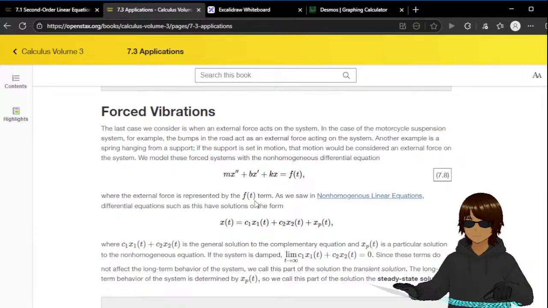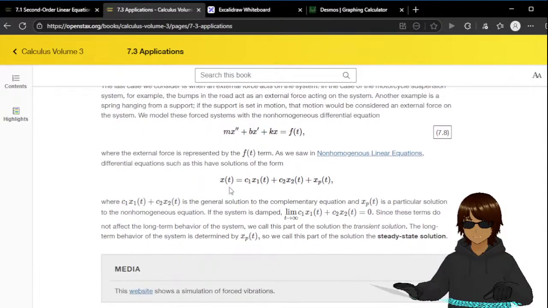An external force F is represented by the F(t) term. As we saw in non-homogeneous linear equations, differential equations such as this have solutions of the form x = xc + xp, where xc is the general solution to the complementary equation and xp is a particular solution to the non-homogeneous equation. If the system is damped, then the limit as t goes to infinity of xc is 0. Since these terms do not affect the long-term behavior of the system, we call this part of the solution the transient solution. The long-term behavior of the system is determined by xp, so we call this part the steady state solution.